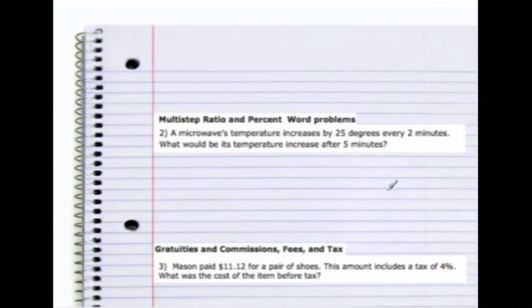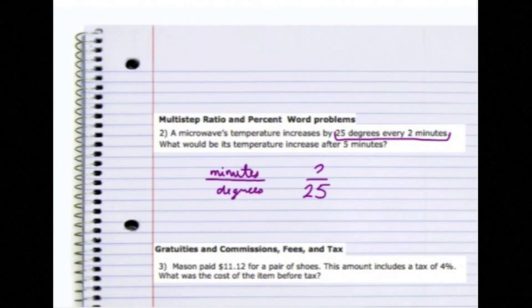The problem says a microwave's temperature increases by 25 degrees every 2 minutes. What would its temperature increase be after 5 minutes? Again, we're looking at fractional proportions, so I'm going to compare minutes to degrees. I have one set of information that is complete: I know that there are 25 degrees for every 2 minutes. And that is going to equal the same proportion as if I heated the microwave for 5 minutes.